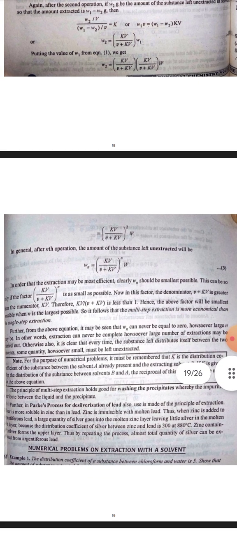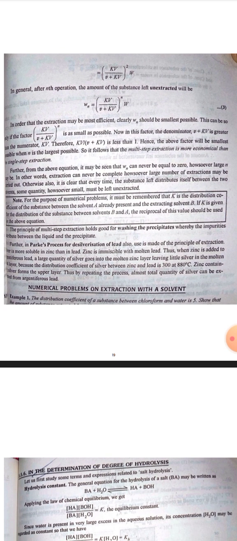In general, after the nth operation, the amount of the substance left unextracted will be Wn equals Kv upon V plus Kv, whole to the power n, into W. For the extraction to be the most efficient, clearly Wn should be the smallest possible. This can be so only if the factor is as small as possible. Now the denominator V plus Kv is greater when n is the largest number. So it follows that multiple step extraction is more economical than a single step extraction.